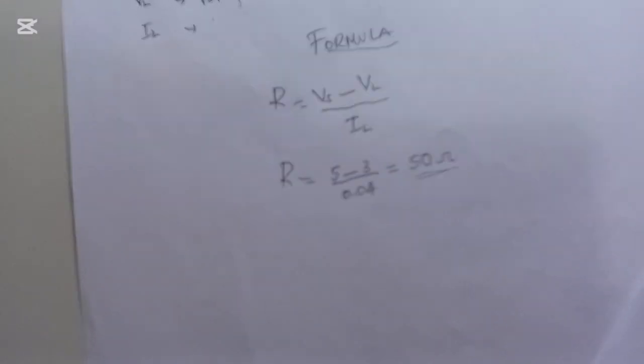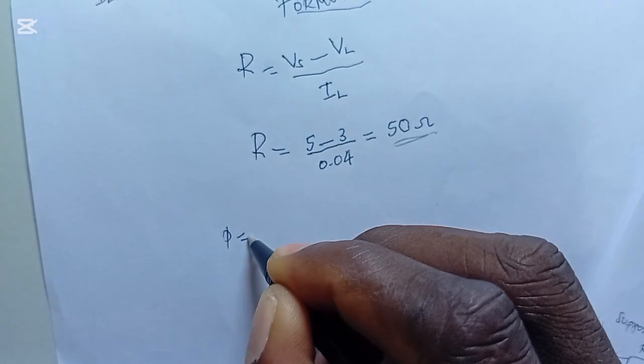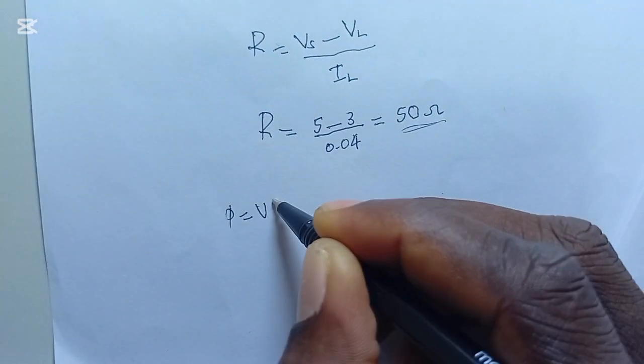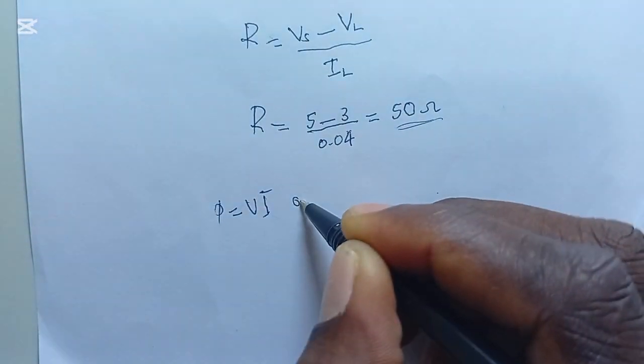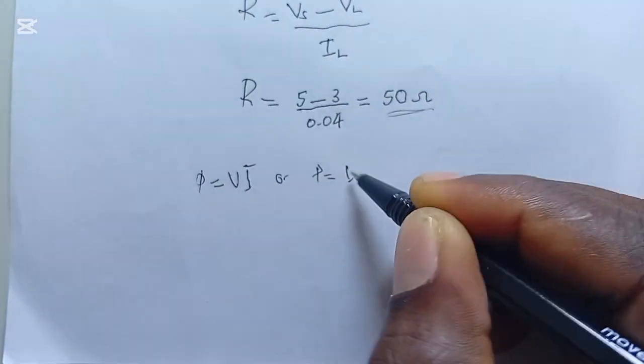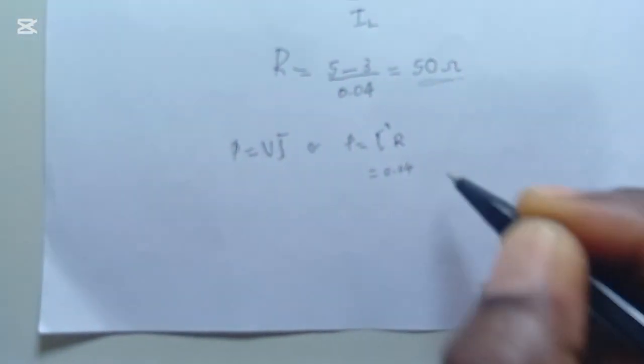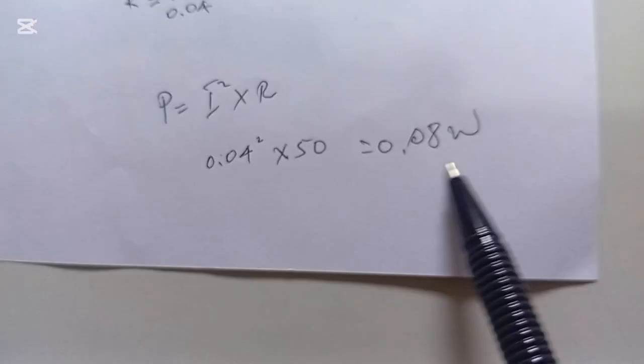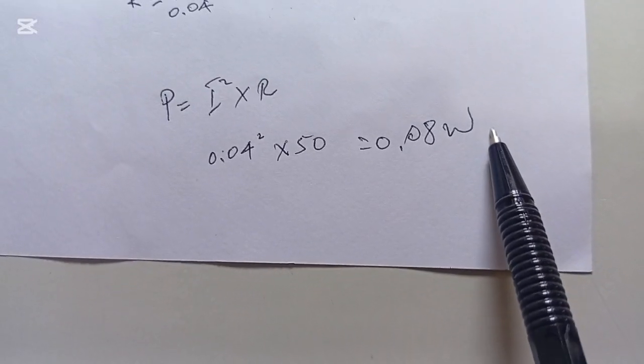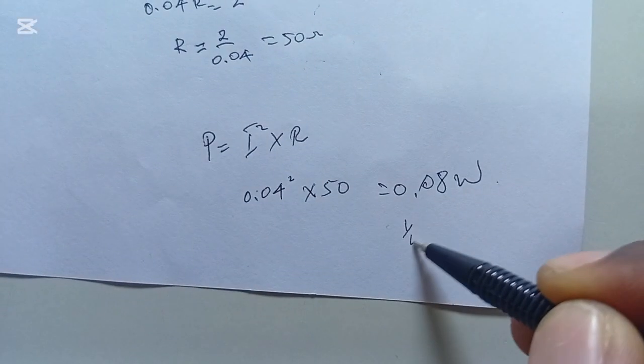Now, there is something else very important you have to understand. You have to calculate the power dissipation. Power in a DC circuit is equal to voltage times current, or power dissipation is equal to current squared times R. So the current is 0.04 and the resistor is 50. Let's calculate. The power dissipation is equal to 0.08 watt. A normal resistor is rated a quarter watt.